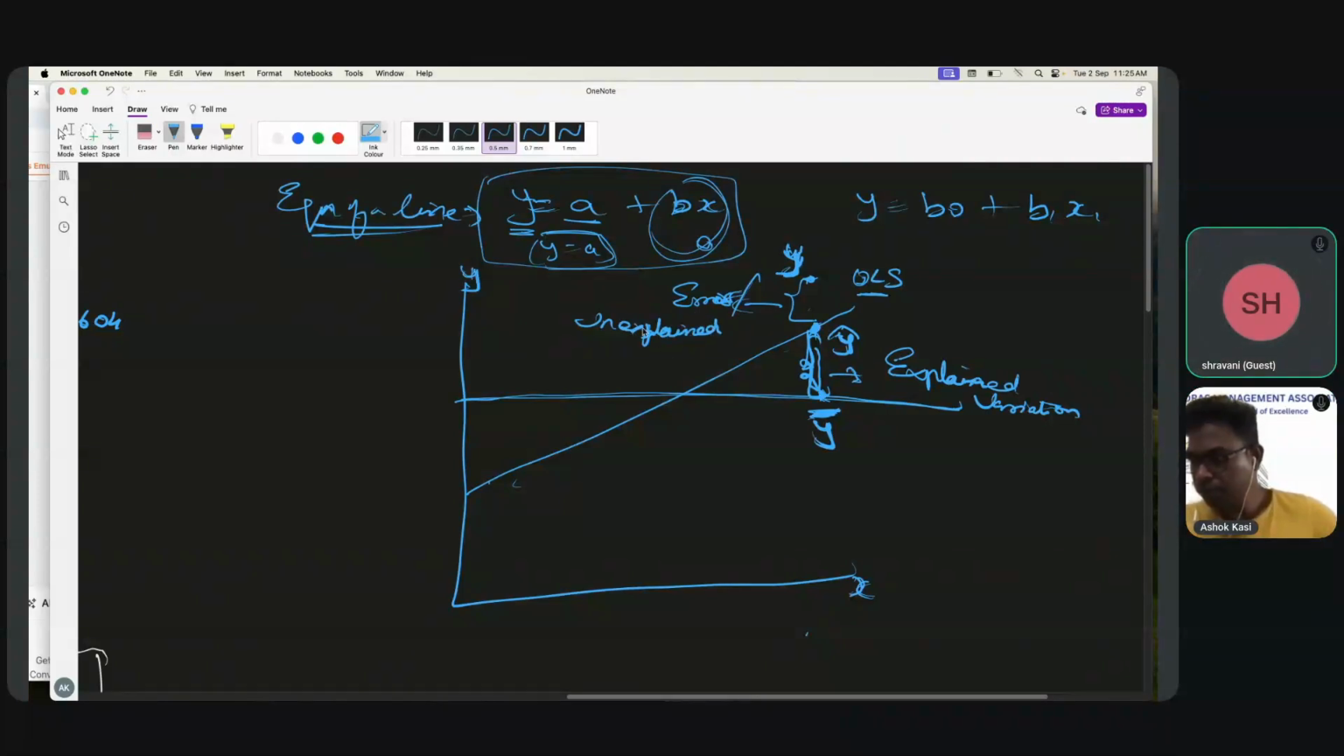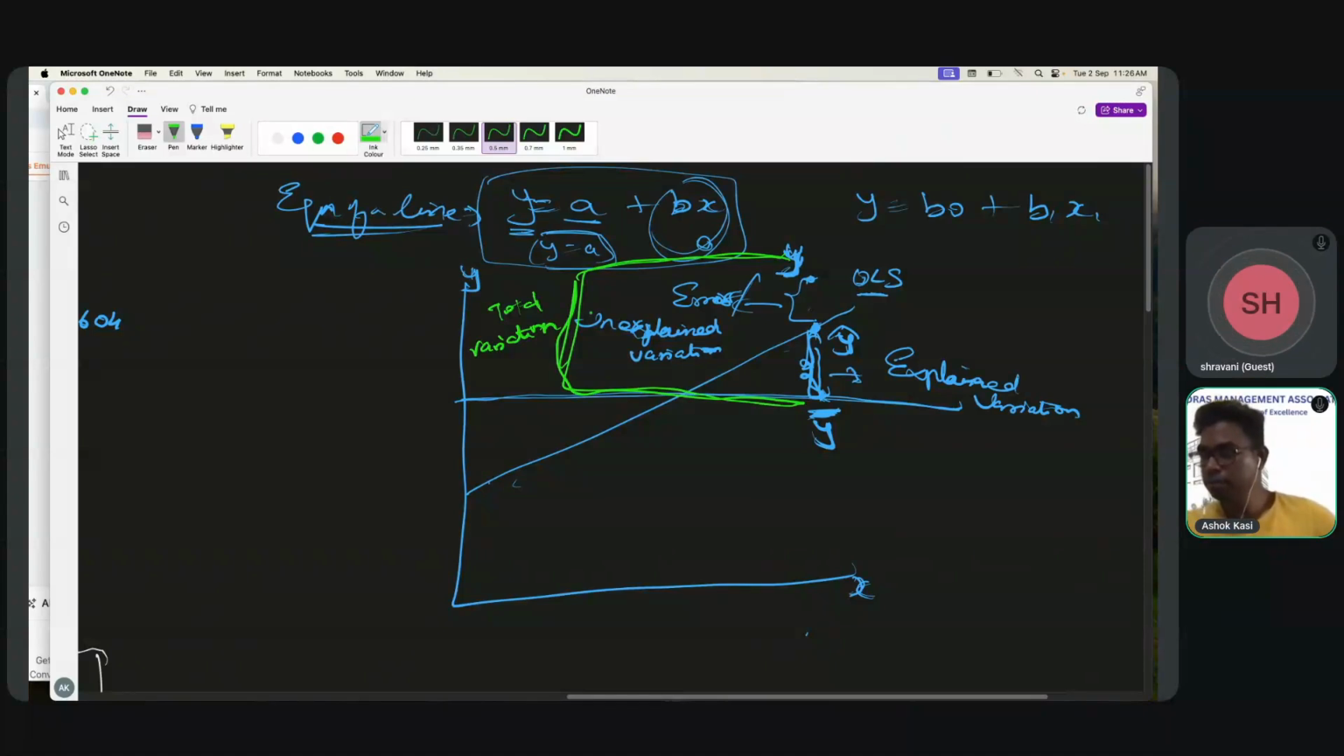So, is the goal to reach the observed y? To be closer to the observed y, right? Yes, correct. And this y minus y bar is called total variation. It's a total change, total variation.